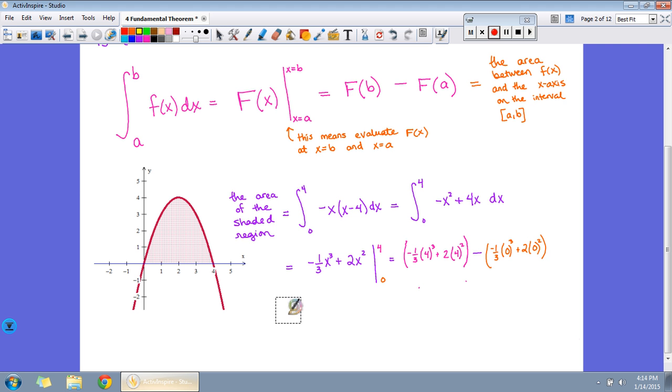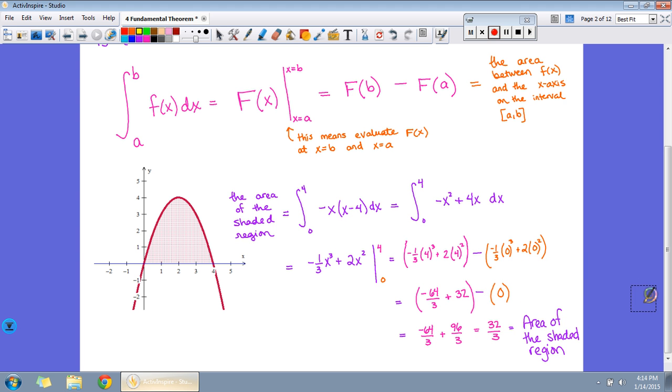and that equals 4 cubed is 64, divided by 3, and then 2 squared is 16, times 2 is 32, minus 0, and then make a common denominator, and then subtract, and 32/3 equals the area of the shaded region between the quadratic and the x-axis.